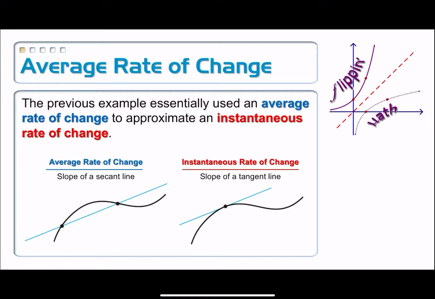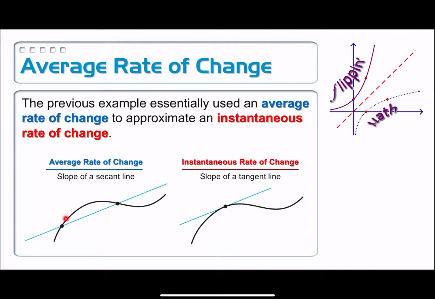The previous example essentially used an average rate of change to approximate an instantaneous rate of change, which fundamentally just refers to our second objective here. So let's try to establish some key associations that are going to carry throughout the rest of this course. First we have the average rate of change, which is associated with the slope of a secant line.